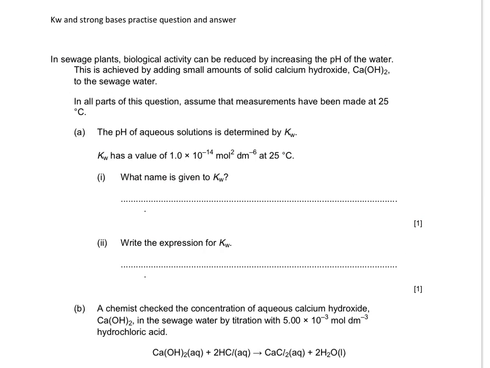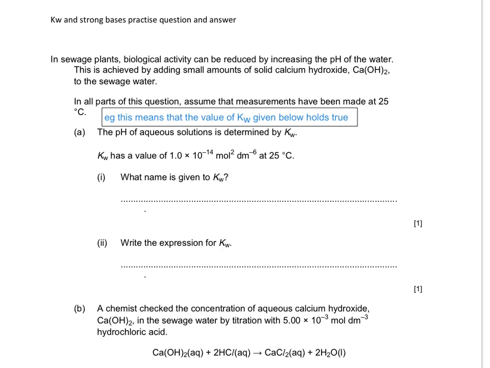So let's now try a practice exam question. This particular question applies the kW idea to sewage plants, because in sewage plants biological activity can be reduced by increasing the pH of the water. So the less acidic the water is, the less the bacteria and microorganisms are able to reproduce. So what they do is they add small amounts of solid calcium hydroxide, as the question suggests, to the sewage water.